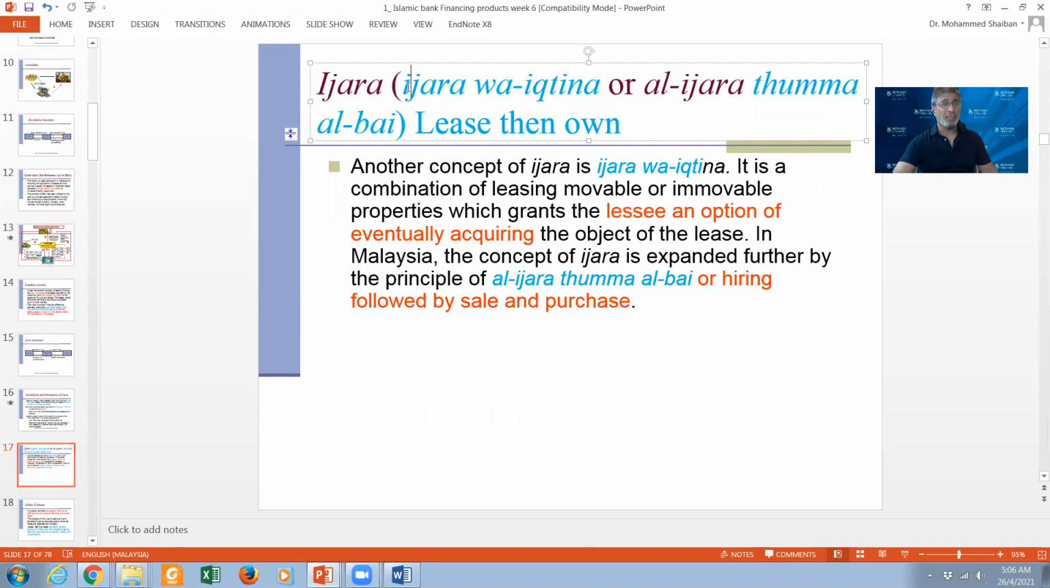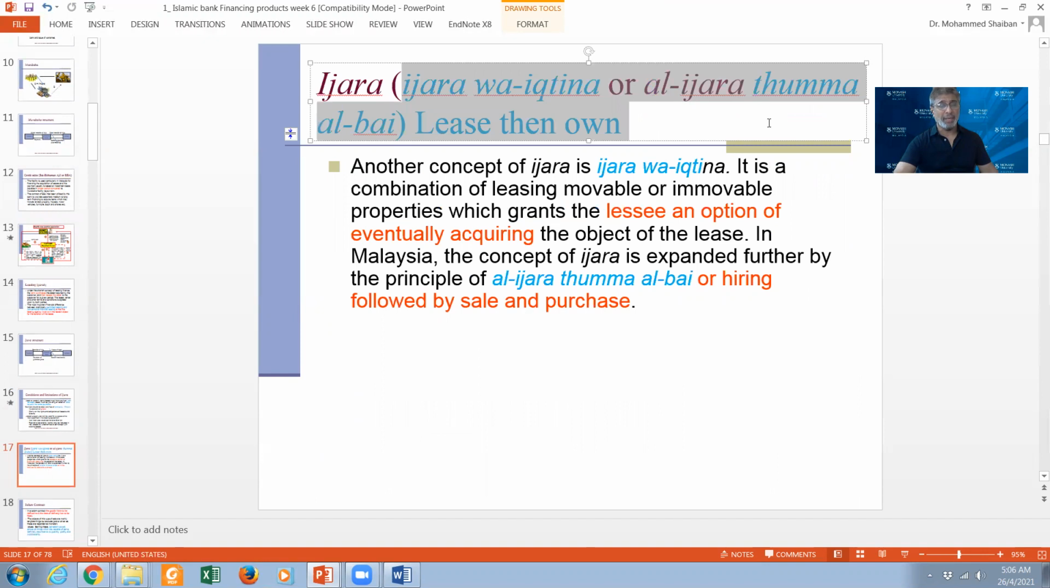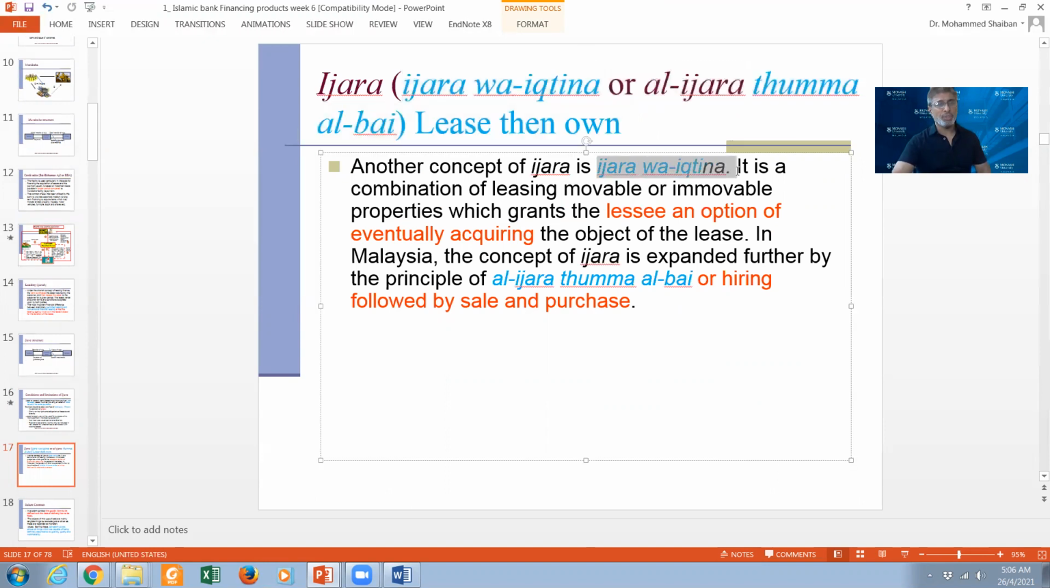Ijara can also be where the asset can be owned, which means the payments you pay are both to own and to lease. Here in Malaysia, we have what you call AITAB. I didn't discuss it here, but it covers those passenger cars, like what we have now with Grab. We used to have taxis. All those taxis used to be bought in Malaysia under this Ijara Iqtina, which means lease and purchase. Lease, then own the asset. This is the AITAB. Okay.